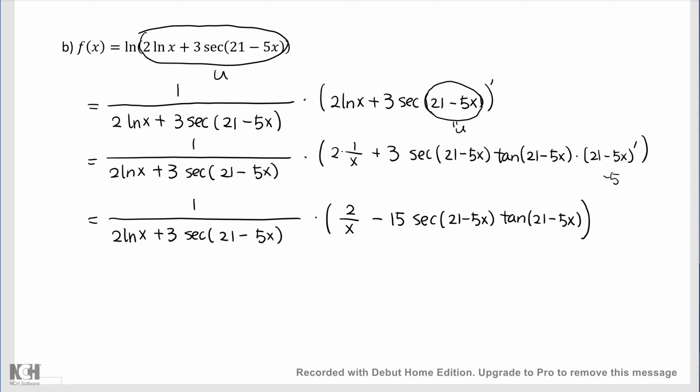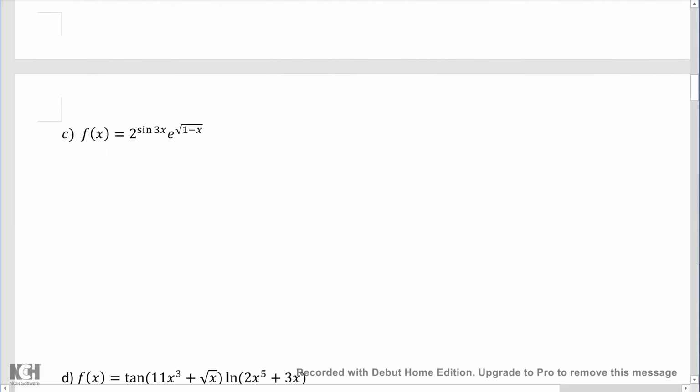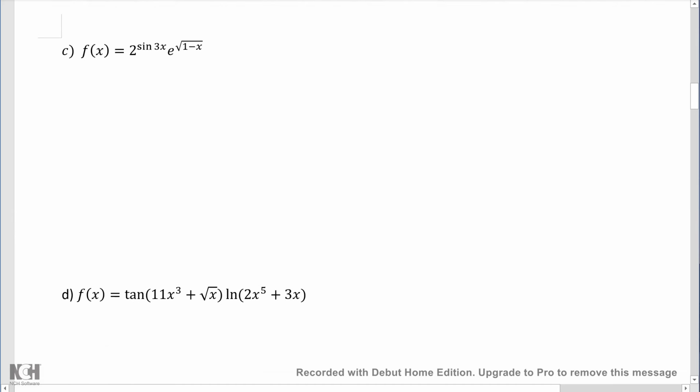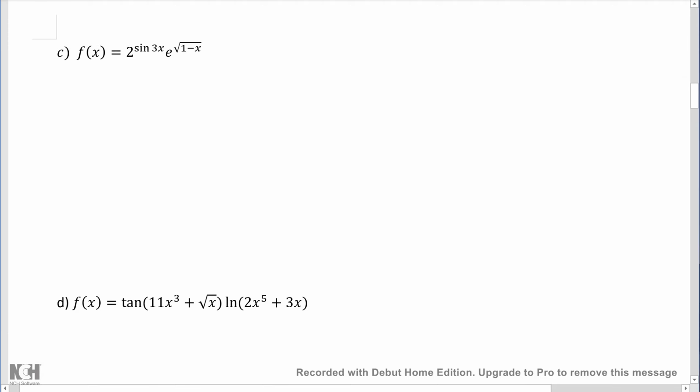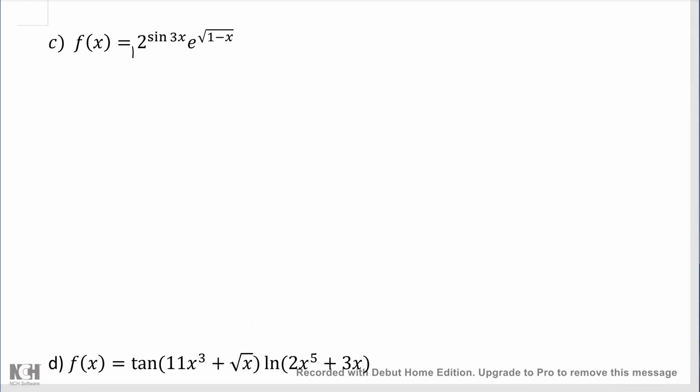All right, let's go to the next one. Okay, so part C. All right, so what's the format? We have something times something, right? So this is a product. So we use the product rule. Each step we only do one thing. So the product rule is the first guy.